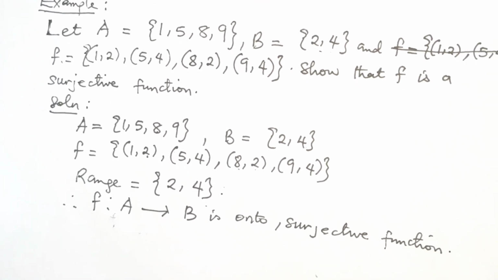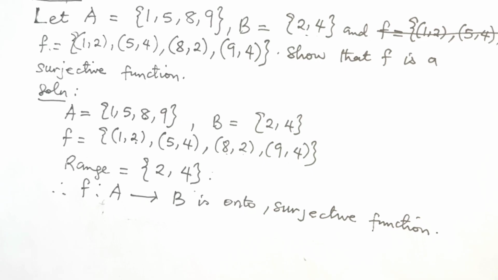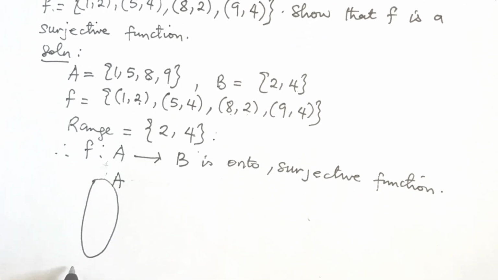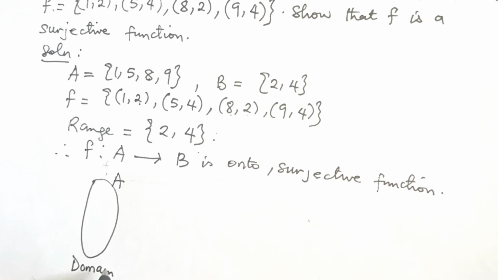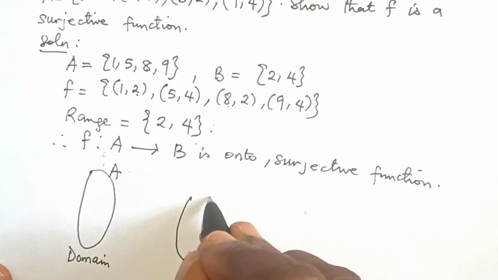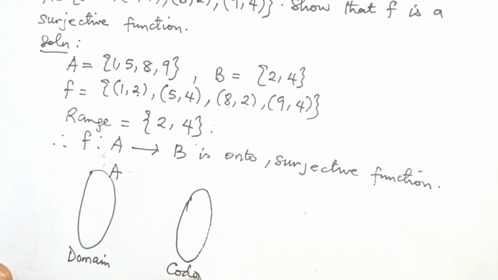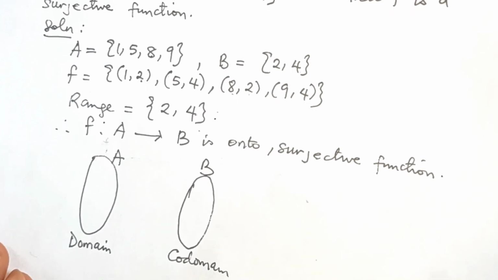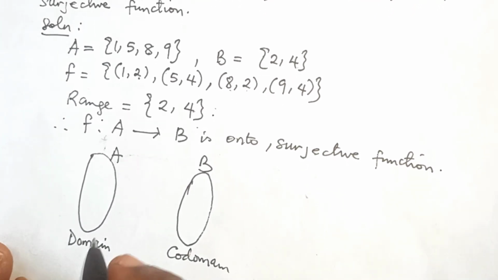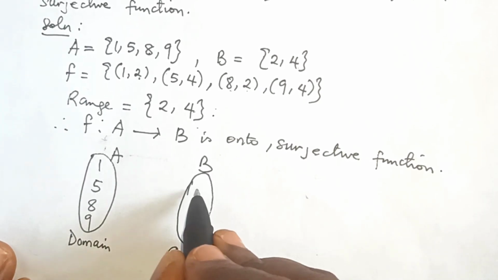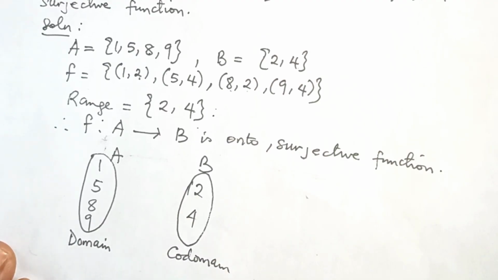Now we can represent this graphically. We have set A here. Set A is the domain, while set B is the codomain. Then the elements of A are 1, 5, 8, 9, while the elements of B are 2 and 4.